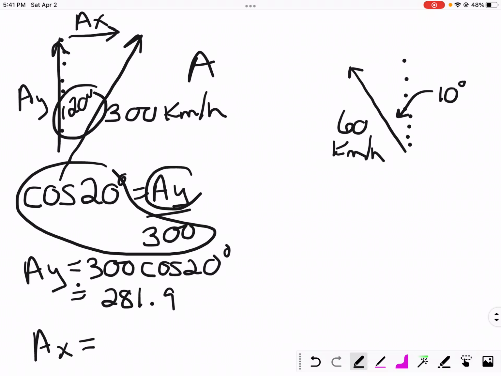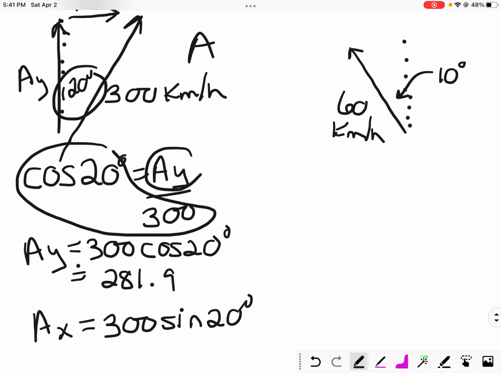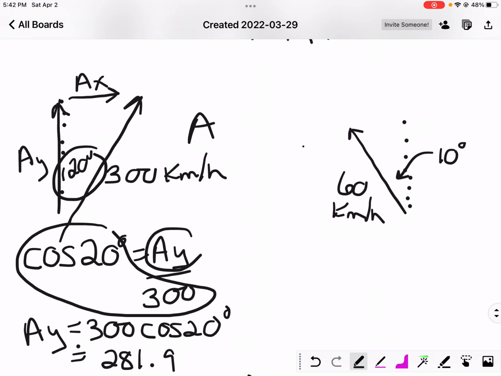And in the same way, the opposite side is going to be 300 times the sine of the angle, which in this case is going to be 102.6. We'll call this over here vector B, which would make this, notice the arrows are important, this is B in the y direction, and this is B in the x direction.